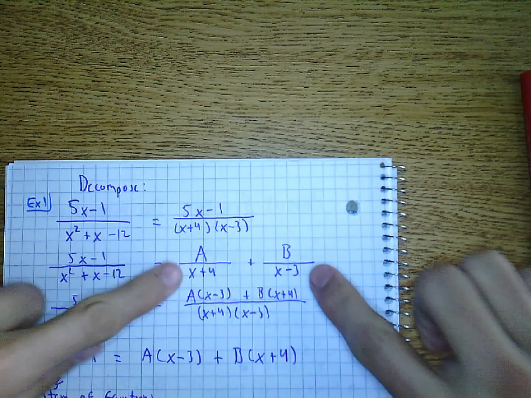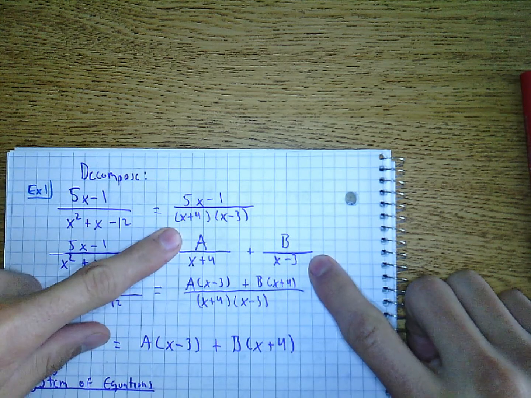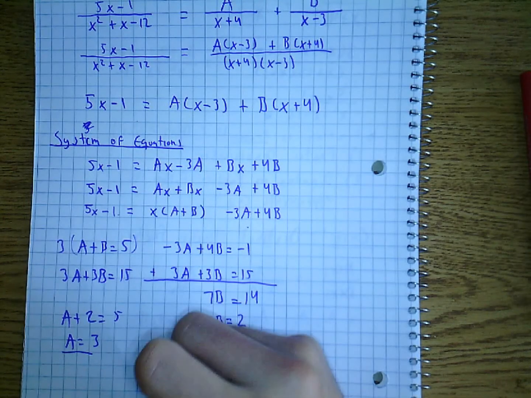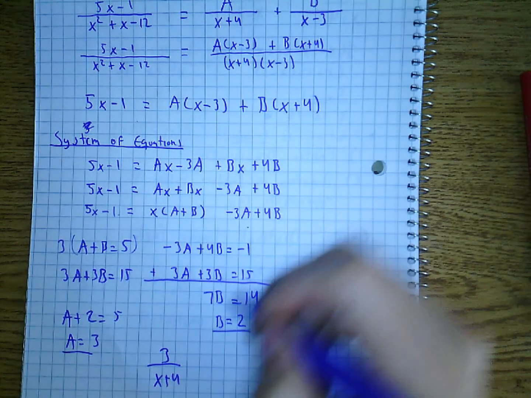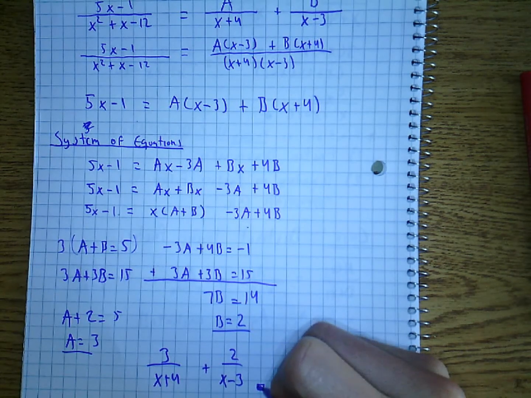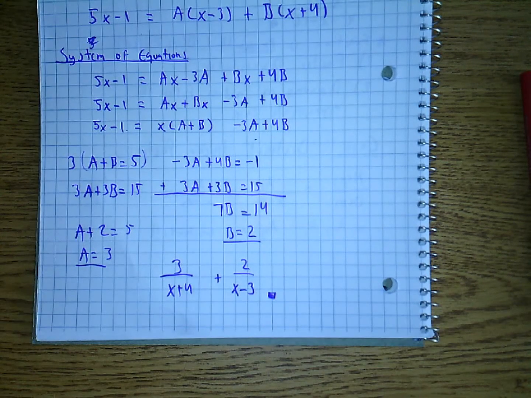A is equal to 3 and b is equal to 2. So that means your final answer should be 3 divided by x plus 4 plus 2 divided by x minus 3. That's your answer. Okay? And that is what we had started with. If you go back into your work, remember one example that we started with, it's exactly the same thing. Okay?